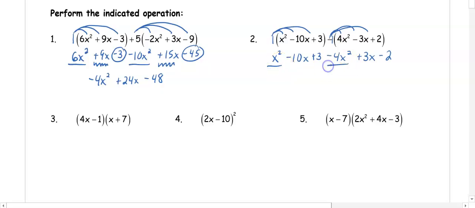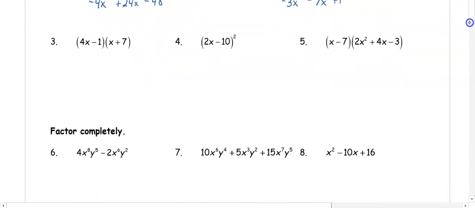So x squared minus 4x squared is negative 3x squared. Negative 10x plus 3x is negative 7x. And 3 minus 2 is plus 1. Now in 3, 4, and 5, there is not an operation sign between these, so this means we are multiplying.